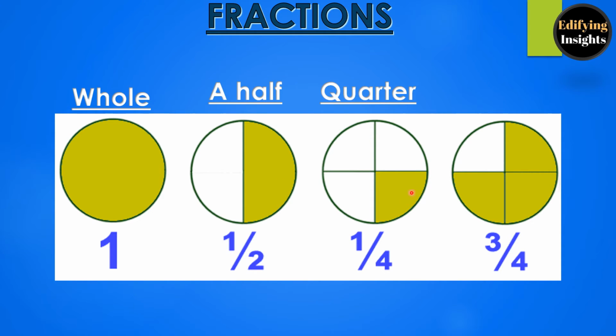A circle is divided into 4 equal parts. Out of the 4 parts we take only one part. So 1/4. This 4 is the number of parts, that is, in total we have 4 parts. Out of that only one part is shaded, which is a quarter. Now the next one is 3 quarters. Children, out of the 4 equal parts, here we have shaded 3 parts. So it is 3 quarters.